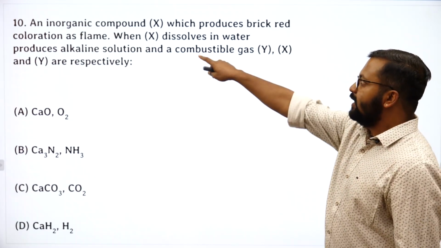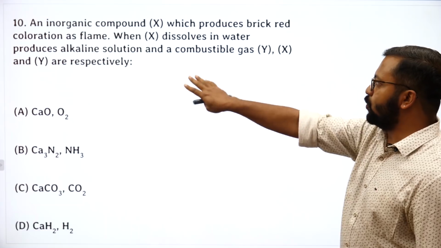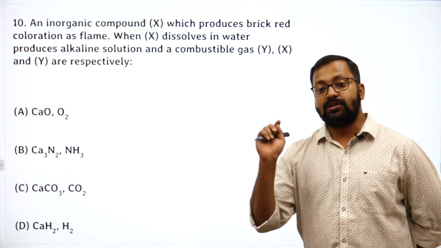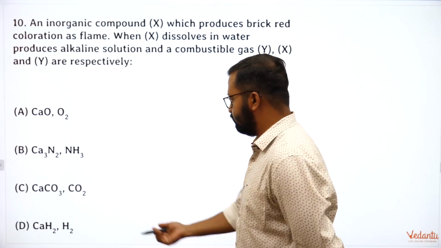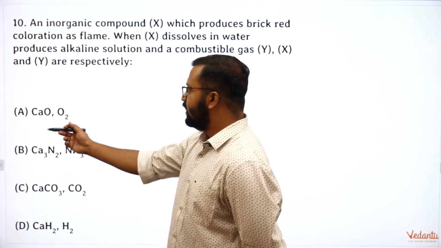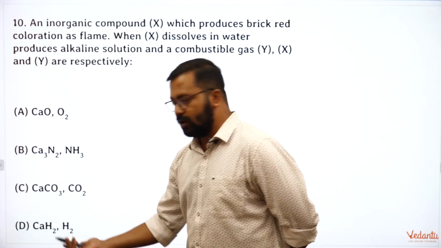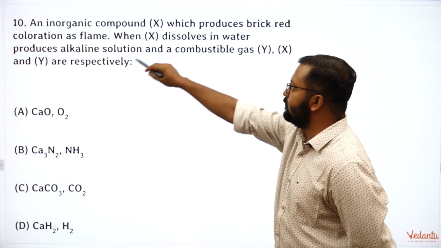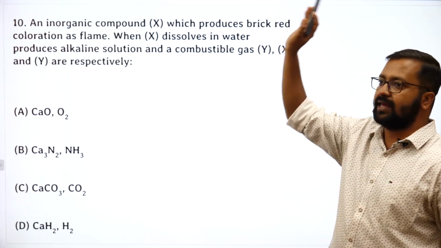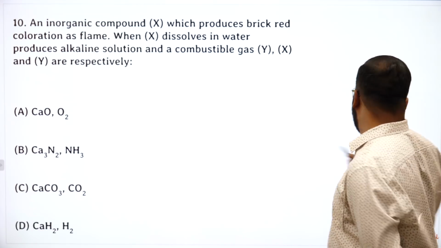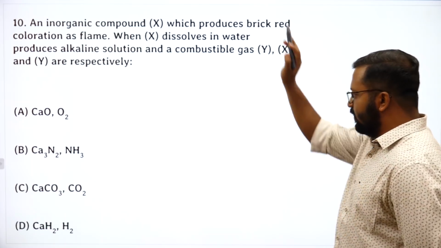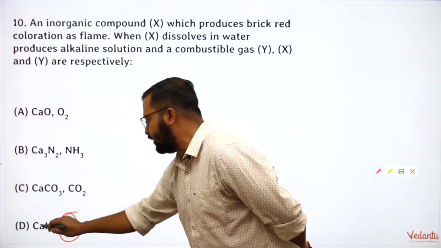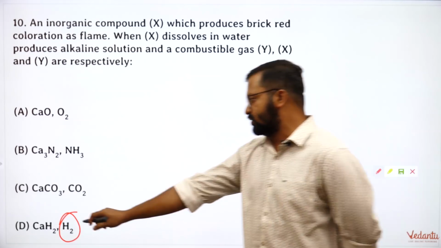When X dissolves in water it produces an alkaline solution. That is very good. It could be calcium oxide, or a hydride, it could be CaH2; carbonates do not dissolve. Let's look at the next statement. It dissolves in water and produces a combustible gas. Which of the options shows a combustible gas? The combustible gas is present over here. So the right answer to the question will be D.